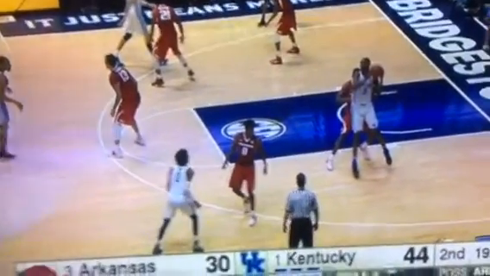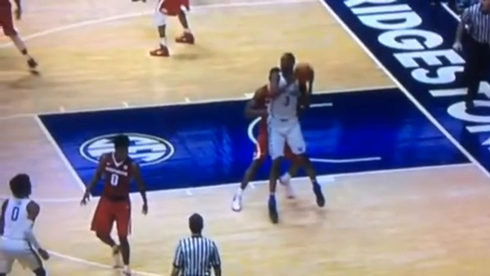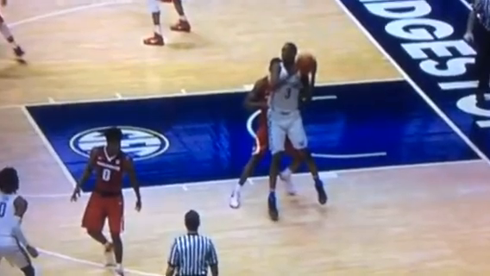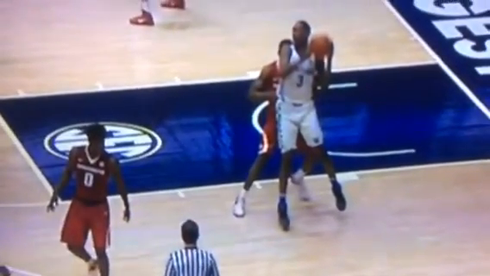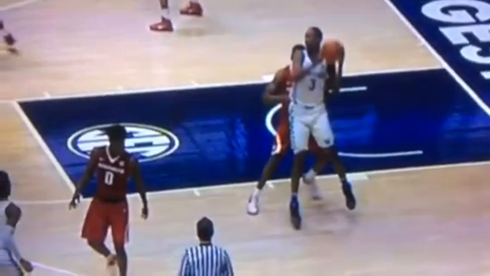Another SEC championship video. Let's talk about traveling. This guy travels enough to even be charged for it if he were in the NBA. He catches the ball while airborne. The rule says a player may gain control of the ball with no feet touching the floor.